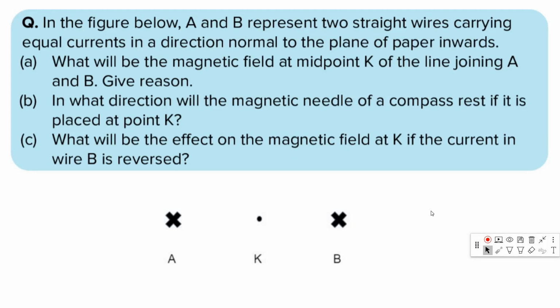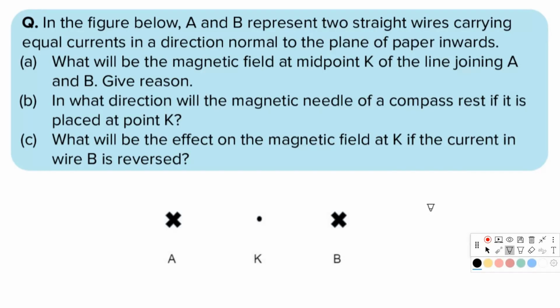Here is an important question from the chapter Magnetic Effects of Electric Current of class 10th. From an examination point of view, it's a very important question, and this is an application of the right hand thumb rule. So the question goes like this.